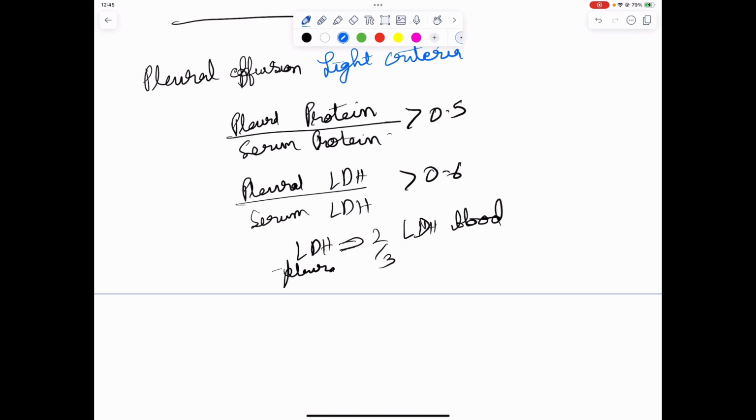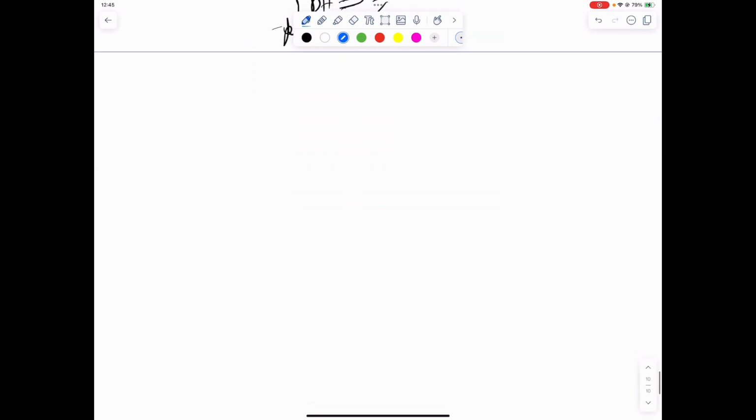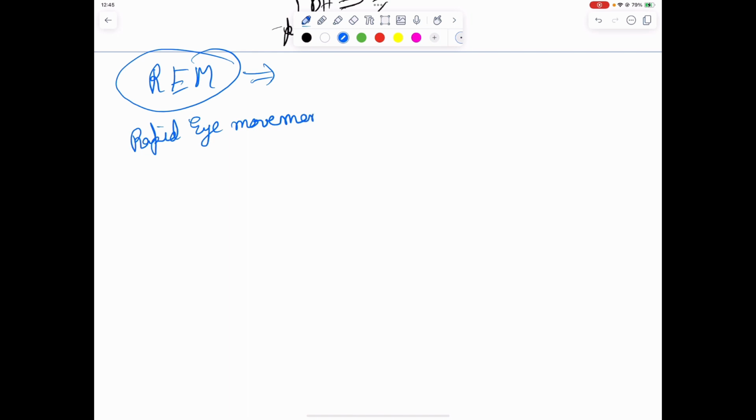otherwise transudative. Now, for the purpose of a mnemonic, remember that REM is the condition where pleural glucose is reduced. How will you remember that? When there is rapid eye movement, a lot of function is being carried out by the eye, but still there is not much there, and glucose is less. There are three conditions: rheumatoid arthritis, empyema, and malignancy.